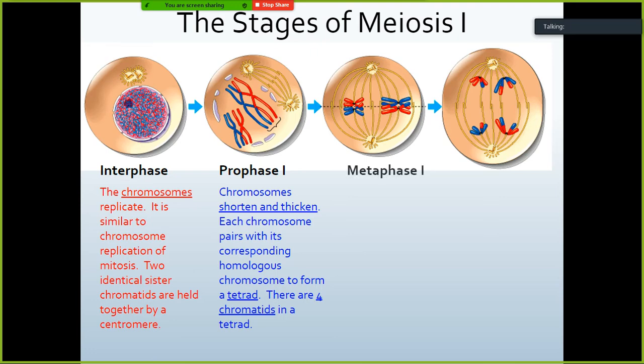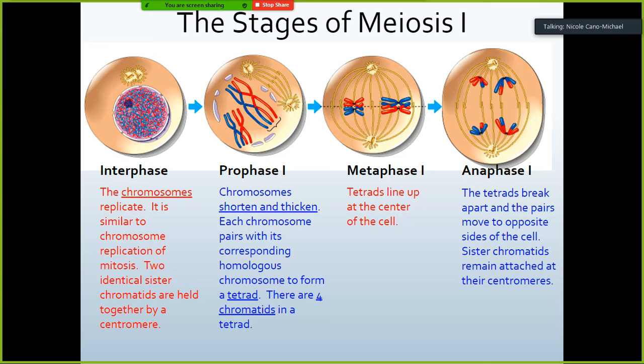All right, metaphase 1, our tetrads line up at the center of the cell. So before we would just have one line going down the center, but now we seem to have like this double line going down the center. Anaphase 1, again, anaphase away, our tetrads break apart. So I have not broken apart my sister chromatids yet. All I am doing here is separating my homologous chromosomes to either side of the cell. The sister chromatids are still attached.